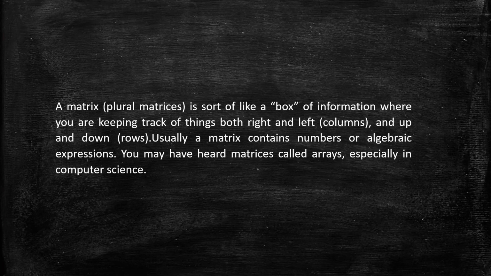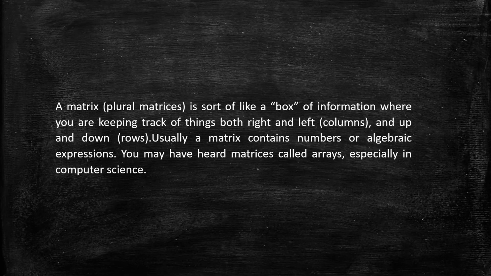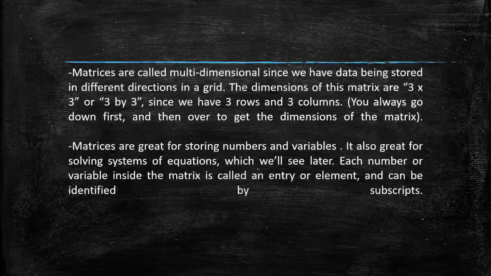Usually, a matrix contains numbers or algebraic expressions. You may have heard a matrix called an array, especially in computer science. Matrices are called multidimensional since we have data being stored in different directions in a grid. The dimension of this matrix is 3 times 3, or 3 by 3, since we have 3 rows and 3 columns. You always go down first and then over to get the dimension of the matrix.